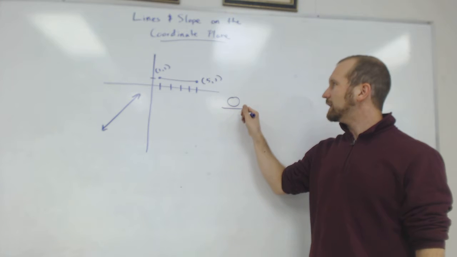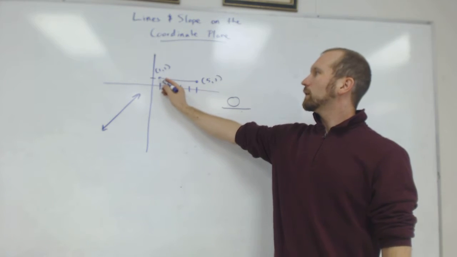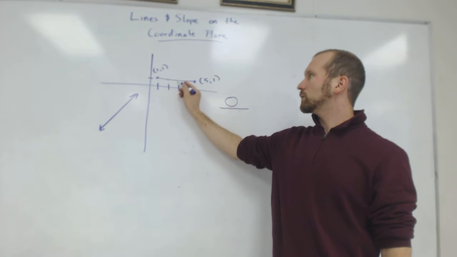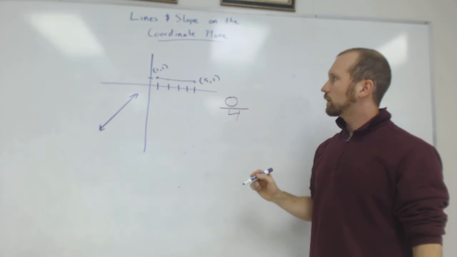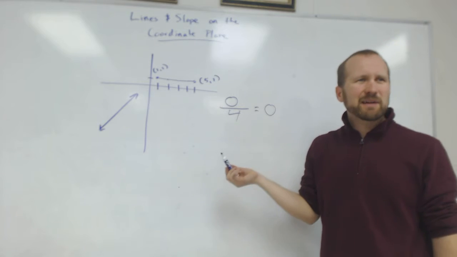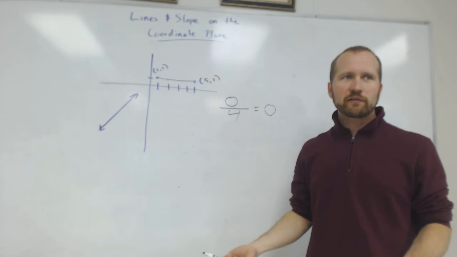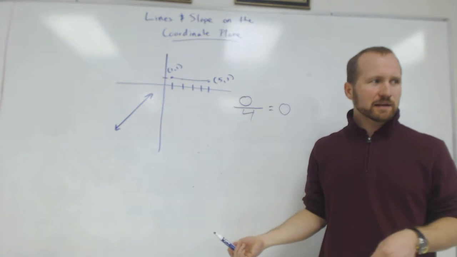0 divided by any number is going to be 0. Technically, with this one, I could say that I run 1 or 2 or 3 or 4. But the slope is 0. So that kind of makes sense. A flat line has a slope of 0. A flat line has no slope. That kind of makes sense in a way, right?